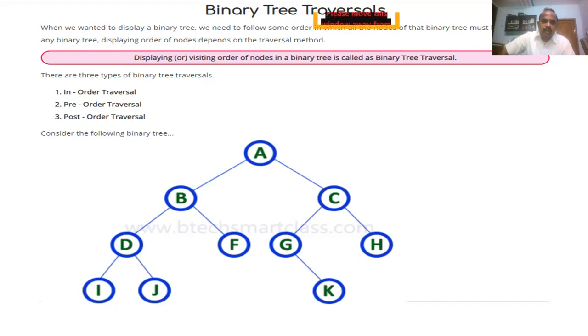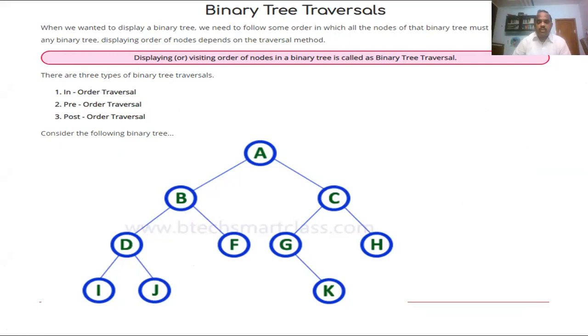There are 3 types of binary tree traversals. First one is in-order traversal, second one is pre-order traversal, and third one is post-order traversal. Consider the following binary tree. In-order, pre-order, post-order. Tomorrow we will discuss tree traversals.